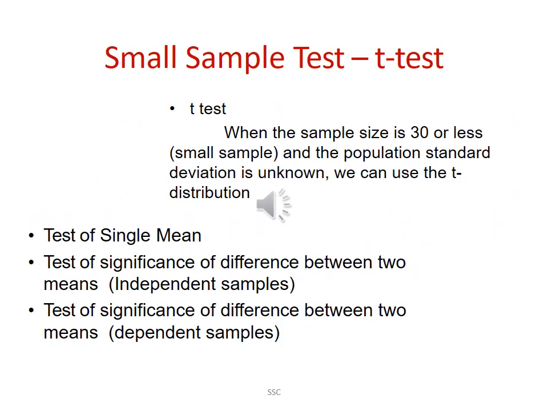Small sample t-test. When the sample size is 30 or less and the population standard deviation is unknown, we can use t distributions. There are three types: test of single mean; test of significance of difference between two means, that means the independent samples t-test; and test of significance of difference between two means for dependent samples, that means the same group can be considered for two different situations.